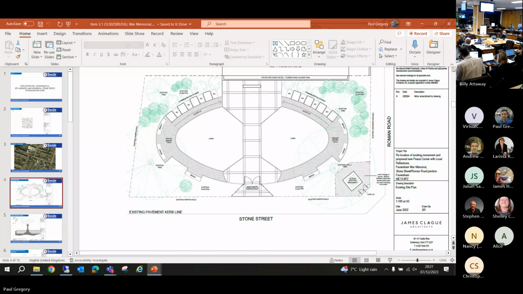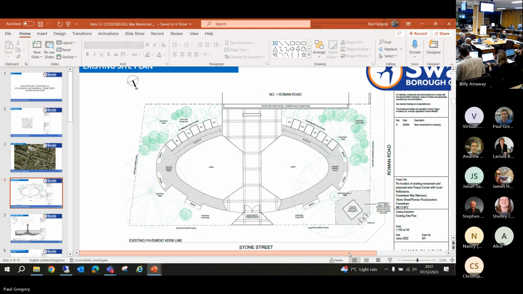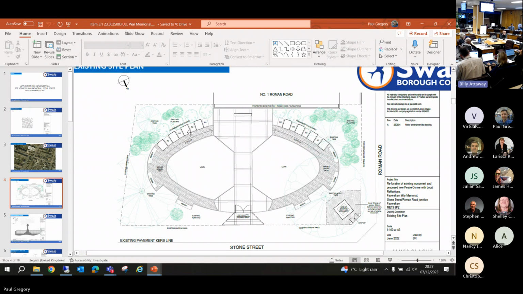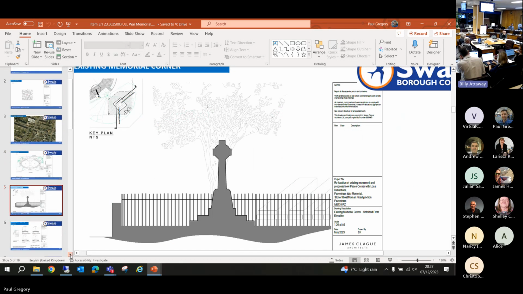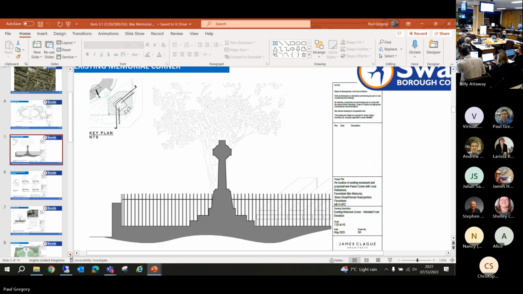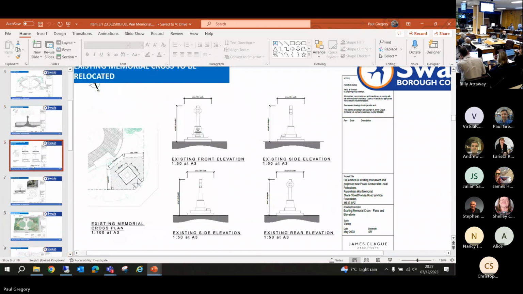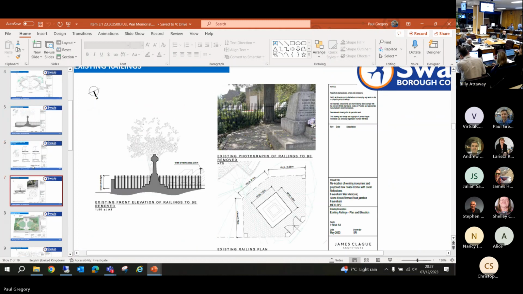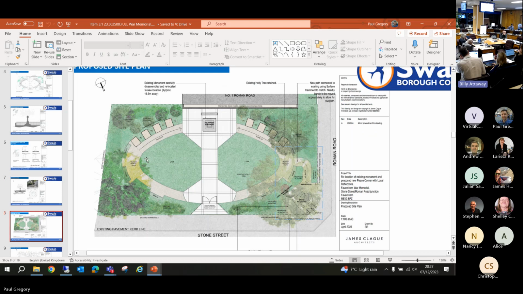The current situation is that the memorial garden has been remodeled fairly recently, and now includes an oval path around it with stone plinths and benches. The war memorial sits in its original location in the corner of the site. It's an elevation of the war memorial, but I'll show pictures shortly, which will provide some more detail. Again, there's the elevations of it.